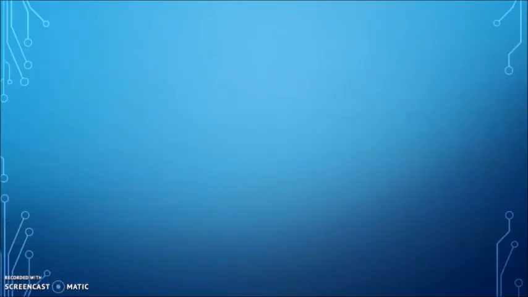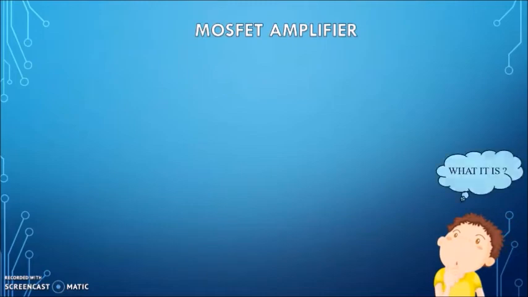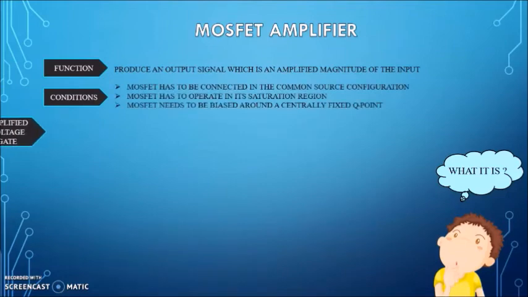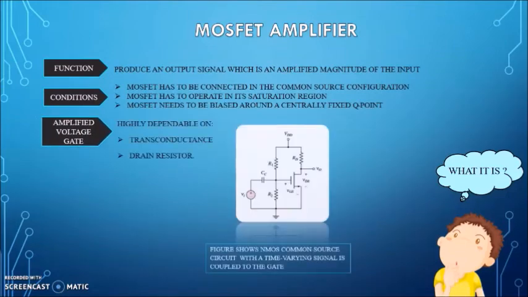A MOSFET amplifier can produce an output signal which is an amplified magnitude of the input. In order to work, the MOSFET has to be connected in the common source configuration, it has to operate in its saturation region, and it needs to be biased around a centrally fixed Q point. This amplifier is highly dependent on transconductance and the drain resistor.